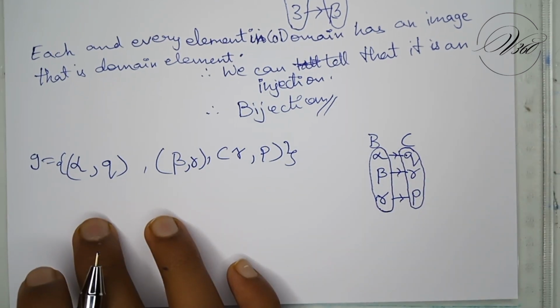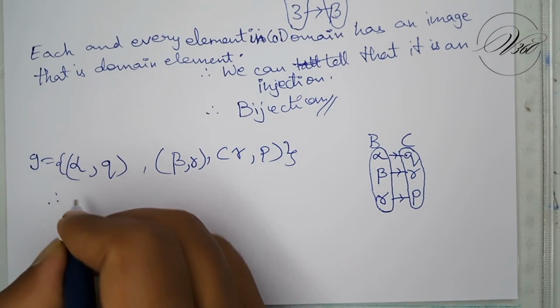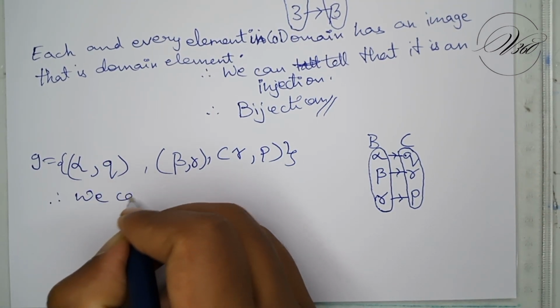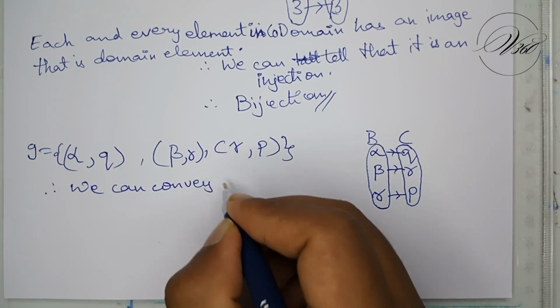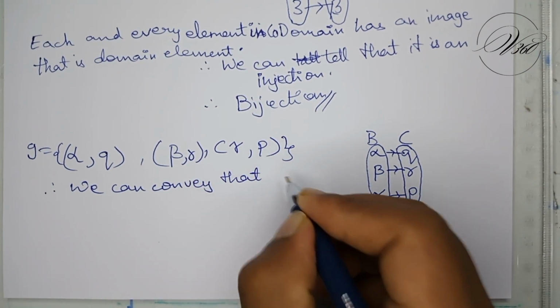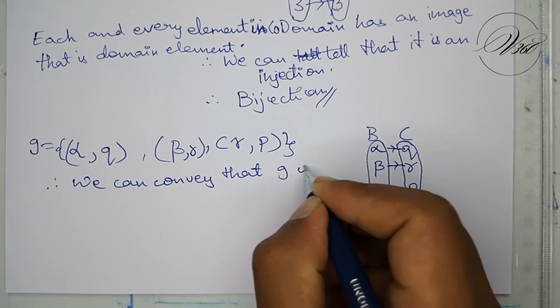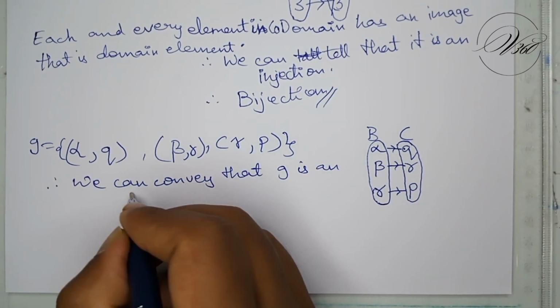Okay, now therefore we can convey that G is an injection.